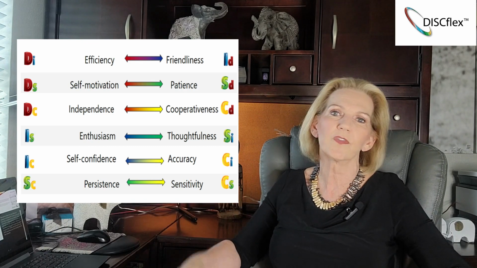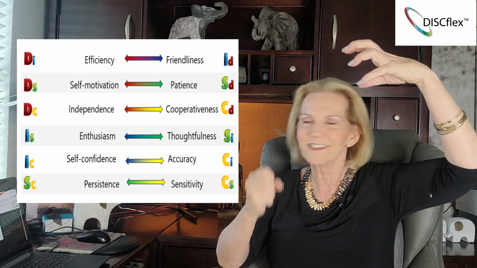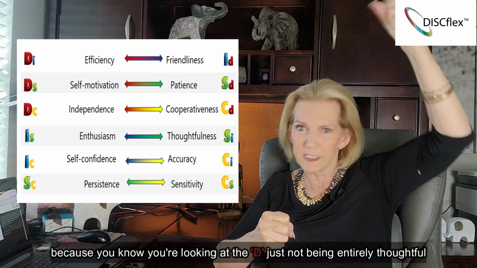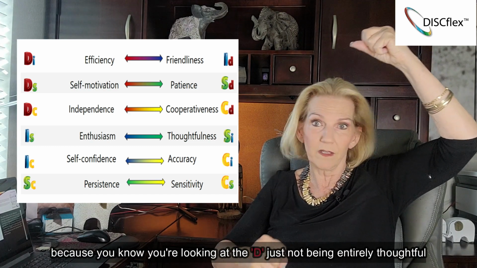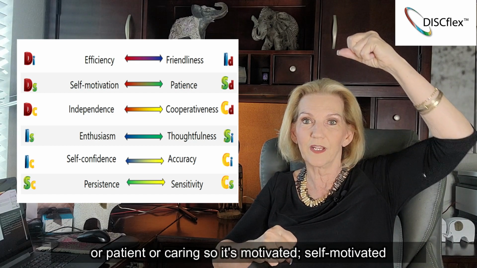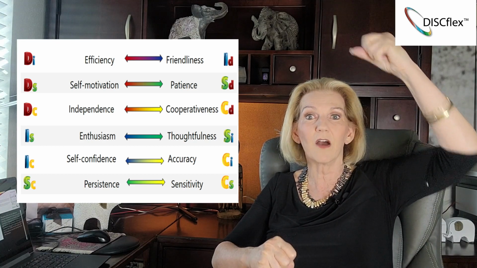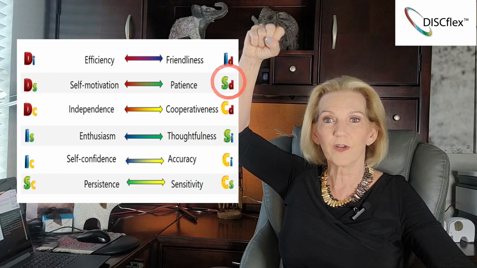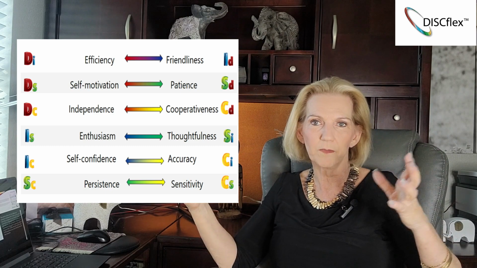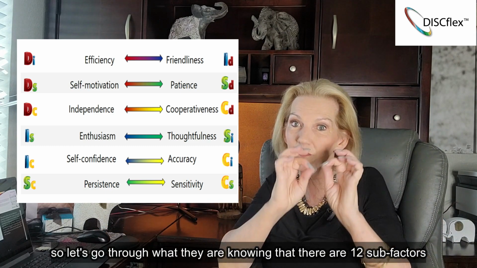Now, the same with the D and the S. If you have the D overpowering the S, that is actually called self-motivation, because the D is not being entirely thoughtful or patient or caring. It's self-motivated. You want to get things done. Now, if you look at the S over here overpowering the D, that's called patience. There's a whole spectrum of behaviors. So let's go through what they are, knowing that there are 12 sub-factors.